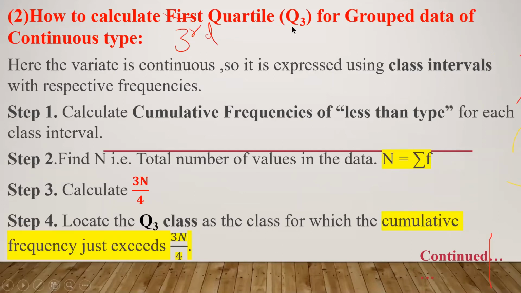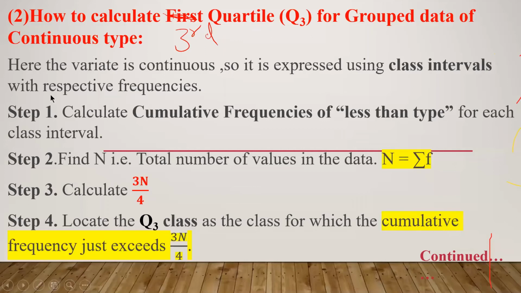So this you can consider, don't take it, for grouped data of continuous type. Here also you will observe that the first and second steps are the same. Median may be the same, Q1 may be the same, and in Q3 also the steps are the same.